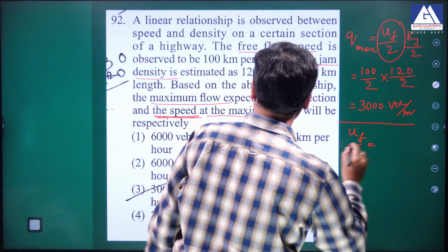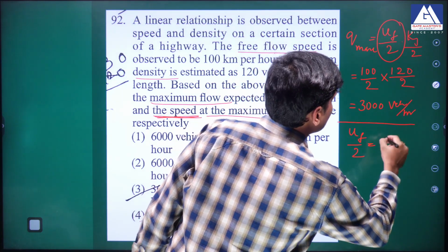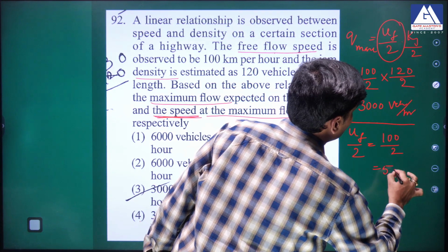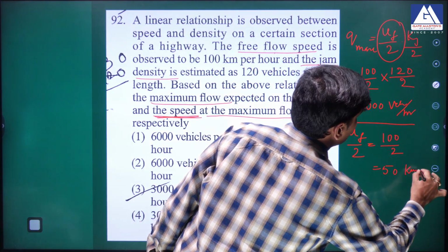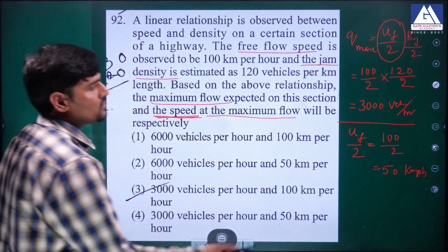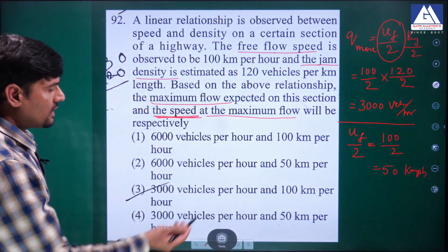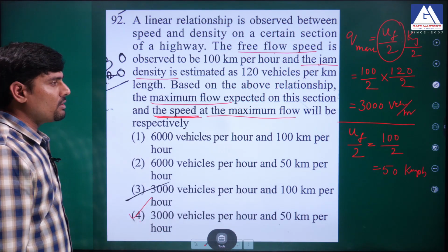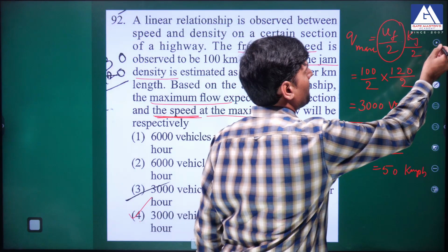So, 100 is given as free flow speed, 100 by 2 is 50. So therefore 50 kmph is the speed at the maximum flow. So 3000 vehicles per hour and 50 kmph. So the answer is option number 4. Moving on.